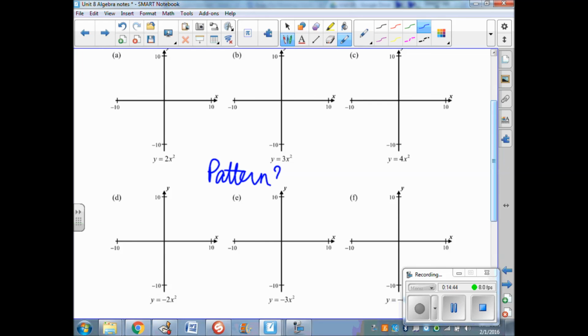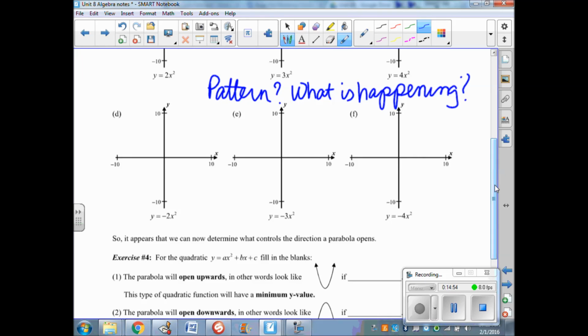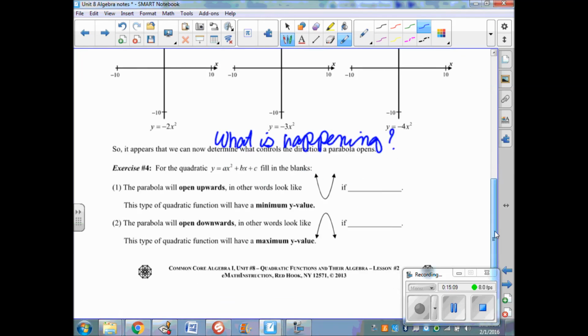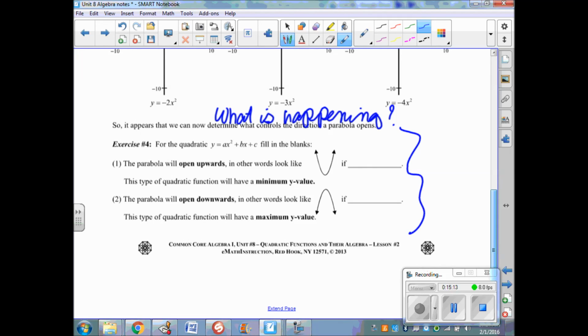Okay, so you're going to be able to sketch those, and again, patterns. What is happening after you do those 3? And then same thing, what is happening after you do the next 3. So jot some thoughts down, okay? What do you see? And then you're going to go ahead and do exercise 4 on your own. All right, so lots of use of the calculator, and we're going to see some cool things with the quadratics.